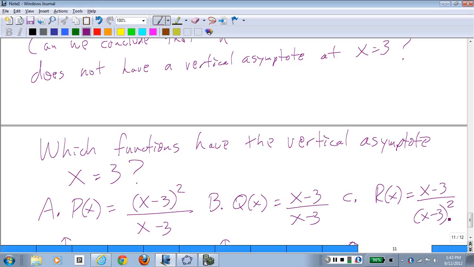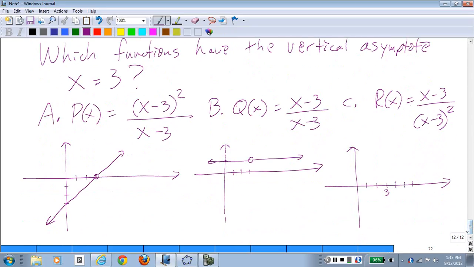And then what about x minus 3 over (x minus 3) squared? Divide out a couple of x minus 3's, and we'll still have an x minus 3 in the denominator. So even after completely simplifying, the denominator still goes to 0. Whereas the first two did not have vertical asymptotes, this one will, because in simplest form, the denominator is still going to 0, and the numerator is not at that point.